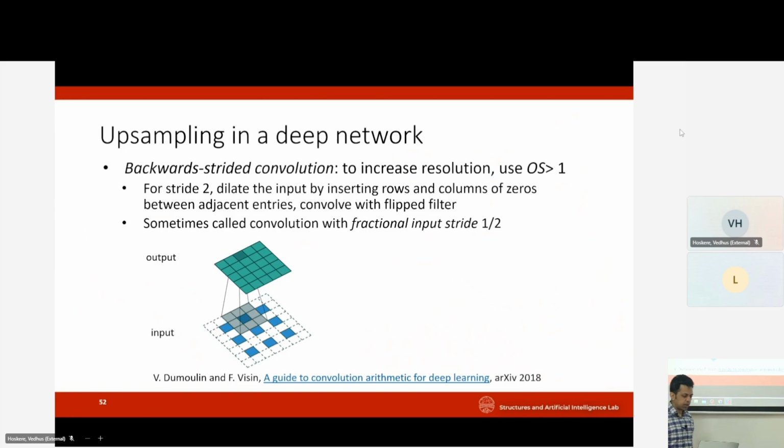But you can also do this with zero padding in between, right? And this is called dilating the input. You can also dilate the filter, which is called an atrous convolution or a dilated convolution. But it's basically backward strided. So instead of striding where the convolution meets the image, you are dilating the image itself. So this is also called a fractional stride, fractional input stride.